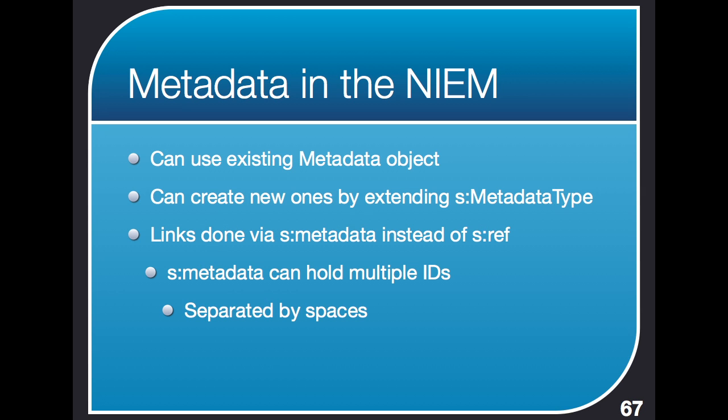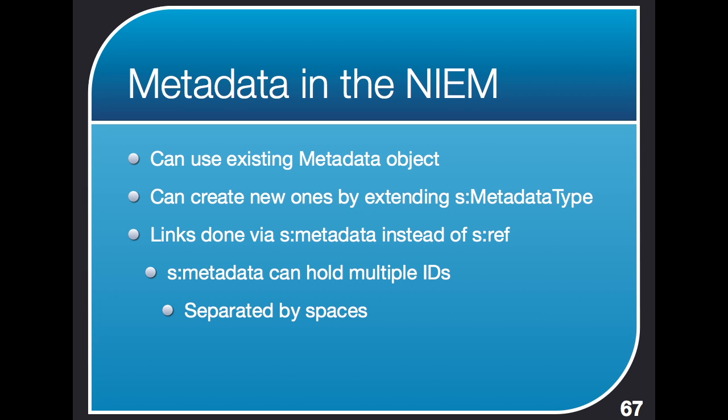The NIEM provides an existing metadata object inside of which is a whole lot of metadata type information. So you can just use that as is if it meets your needs. If it doesn't meet your needs, then you can create your own metadata objects by extending metadata type. And metadata type is in the structures namespace. But you can extend from that as well and make your own metadata objects with the kind of metadata you want.